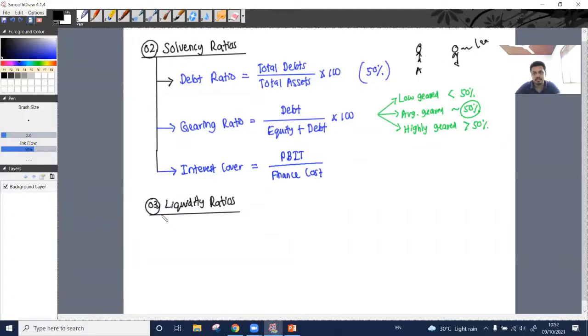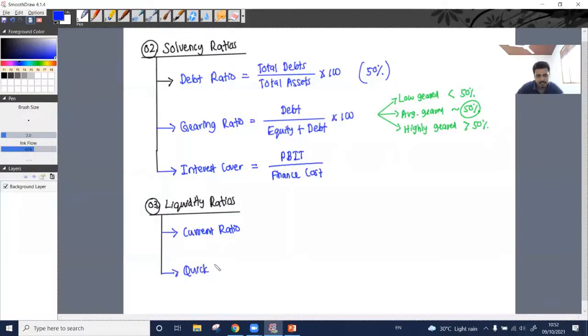The ability to pay off the company's debts, that is coming under solvency. How quickly the company can pay off its debts, that is coming under liquidity. Right? There are two main ratios coming under liquidity. You know what? Current ratio and fixed asset ratio.